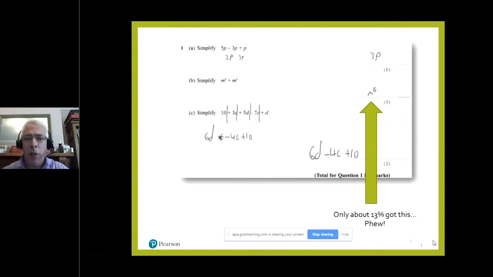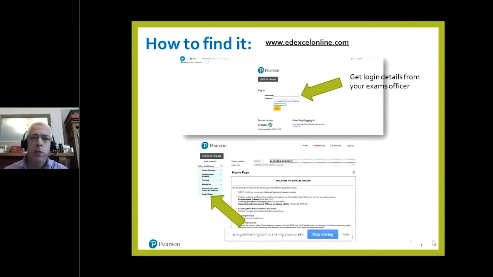So sometimes you can use the results plus data along with access to scripts to see the success rate of certain questions, and sometimes it shouldn't be getting it wrong, but it is a big misconception. This is where to find it, the Edexcel Online. I'm sure a lot of you know this, but there's the arrow at the bottom there where you've got your script viewer, and that's where you'll be able to find them. But that won't automatically come up unless your exam officer gives you the rights to access that. So there it is.